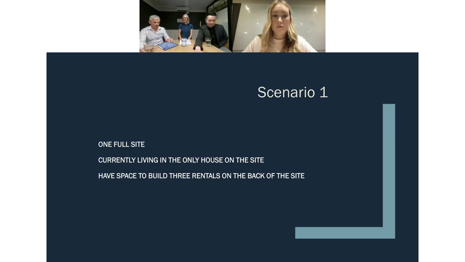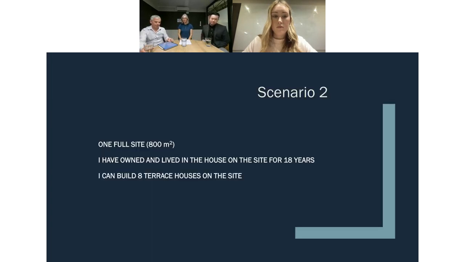So this here is a full site. It's been owned and lived in, the house and site, for 18 years. And the intent is to build terrace houses on that site. I think it's 8 of them. That's my intent. It's a nice development. Hopefully it's pretty. We get it done in time.